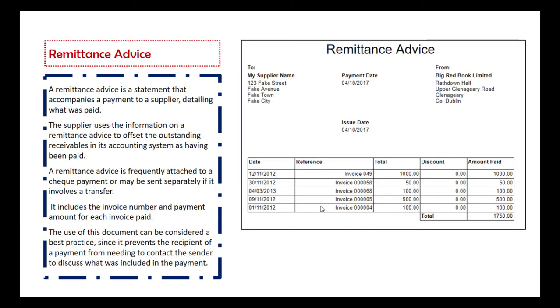Remittance advice. A remittance advice is a statement that accompanies a payment to a supplier detailing what was paid. A supplier uses this information to offset outstanding receivables in its accounting system having been paid. So a remittance advice is frequently attached to a check payment, or sent separately if the payment was done via a bank transfer. Now, it involves the invoice number being paid and the amount. This document is a best practice because it saves the seller time trying to identify which invoice is being paid for by a transfer or a check. So you have a remittance advice shown to the right.